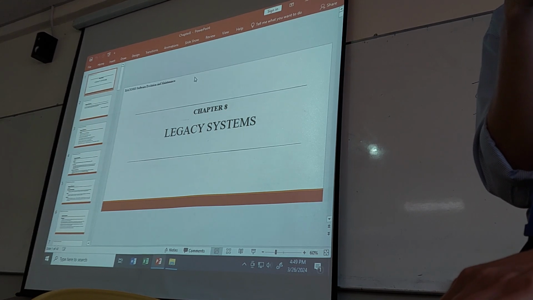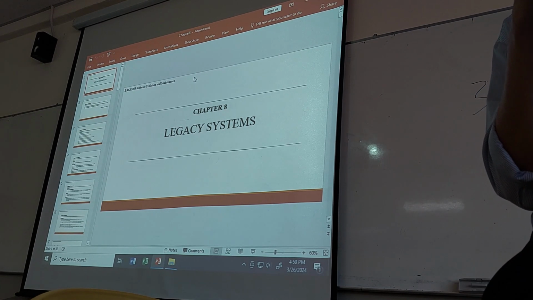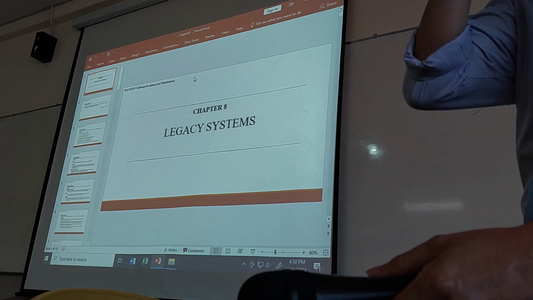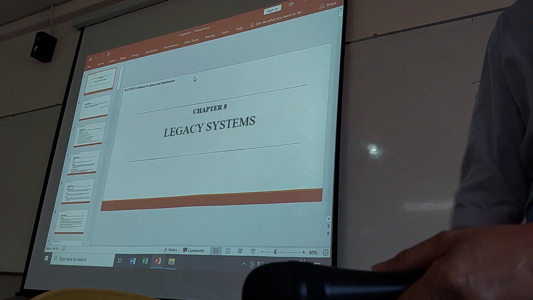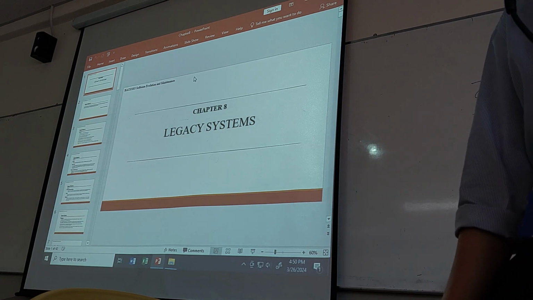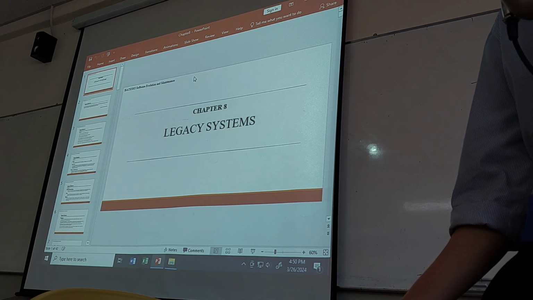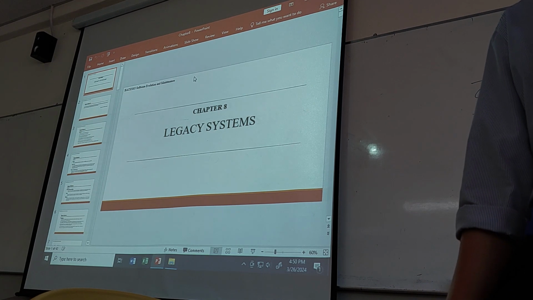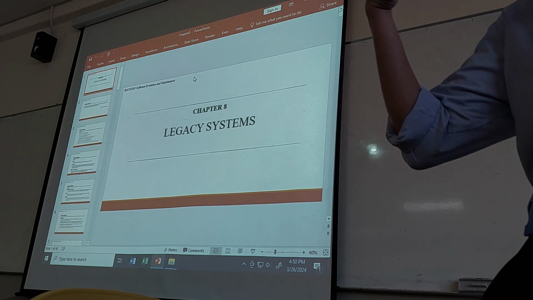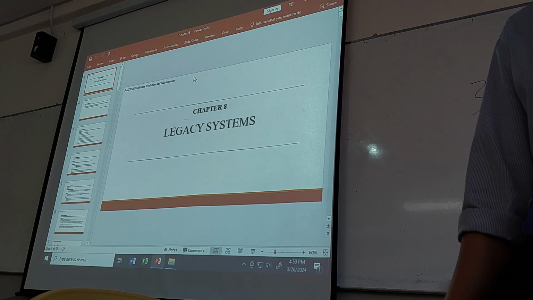What is the characteristic of a legacy system? Just guess, don't look at the slide. A system that is very, very old. How to describe old? Over 10 years. Okay, more than 10 years. But for now, the technology evolves so fast, I think in 5 years the technology is already obsolete.